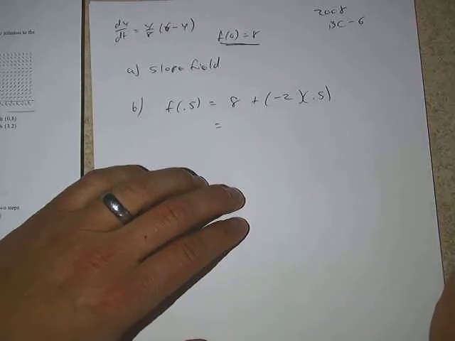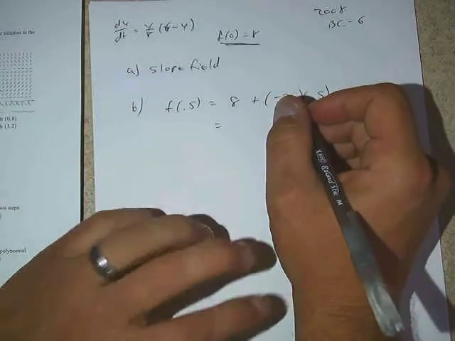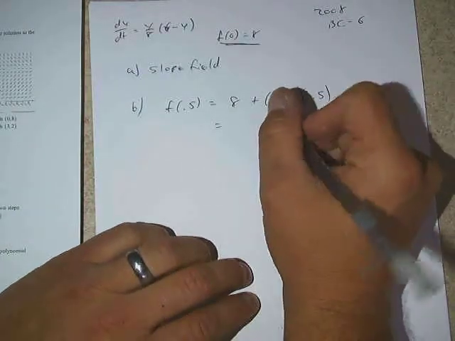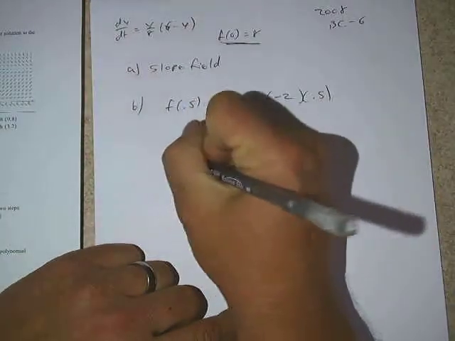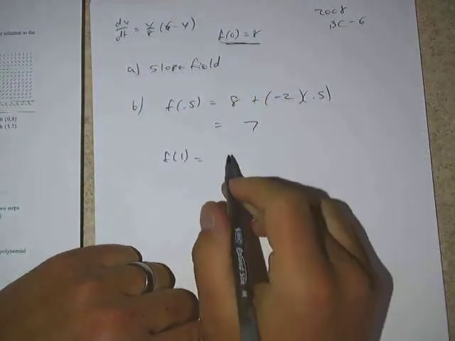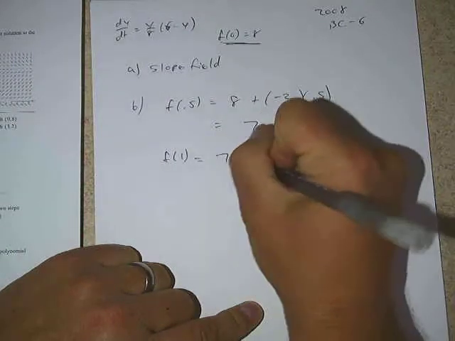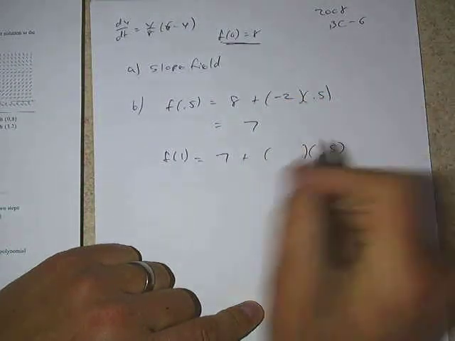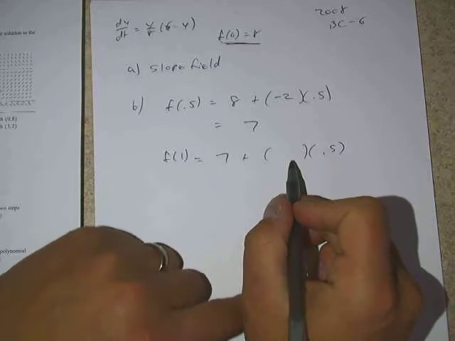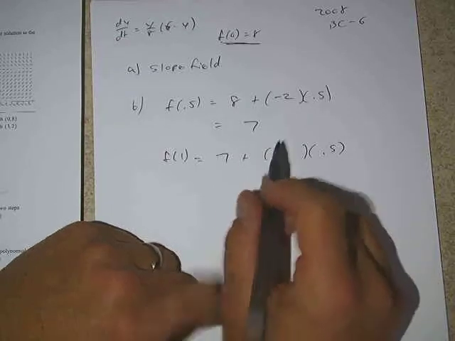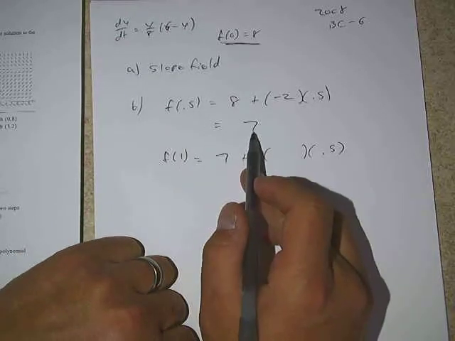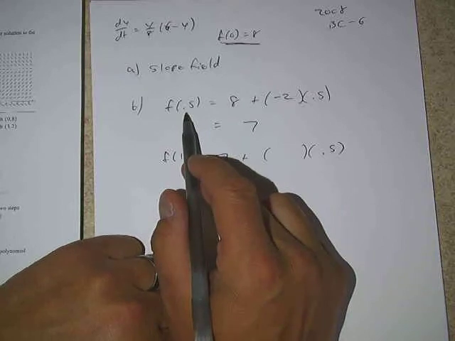And our derivative, remember, is this. What are we going to put in here? Well, this only depends on y, and y is 8. So I'd have 8 over 8, which is 1, and then 6 minus 8, which would be negative 2. So we'd have negative 2 here. That means our guess for f of 0.5 using Euler's method, which is just an iterated process of linearization, is 8 plus negative 2 times 0.5, and we'd get 7.